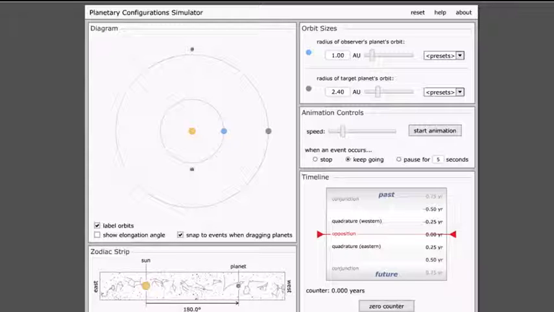I'm going to do something very simple. I want to understand the relation between synodic and sidereal periods. So what do we have here? Well, we have two planets. We have a blue planet, that's this one, and I'm going to assume that it has a sidereal period P1. That means P1 is the time it takes the blue planet to do a 360-degree circumnavigation of the sun.